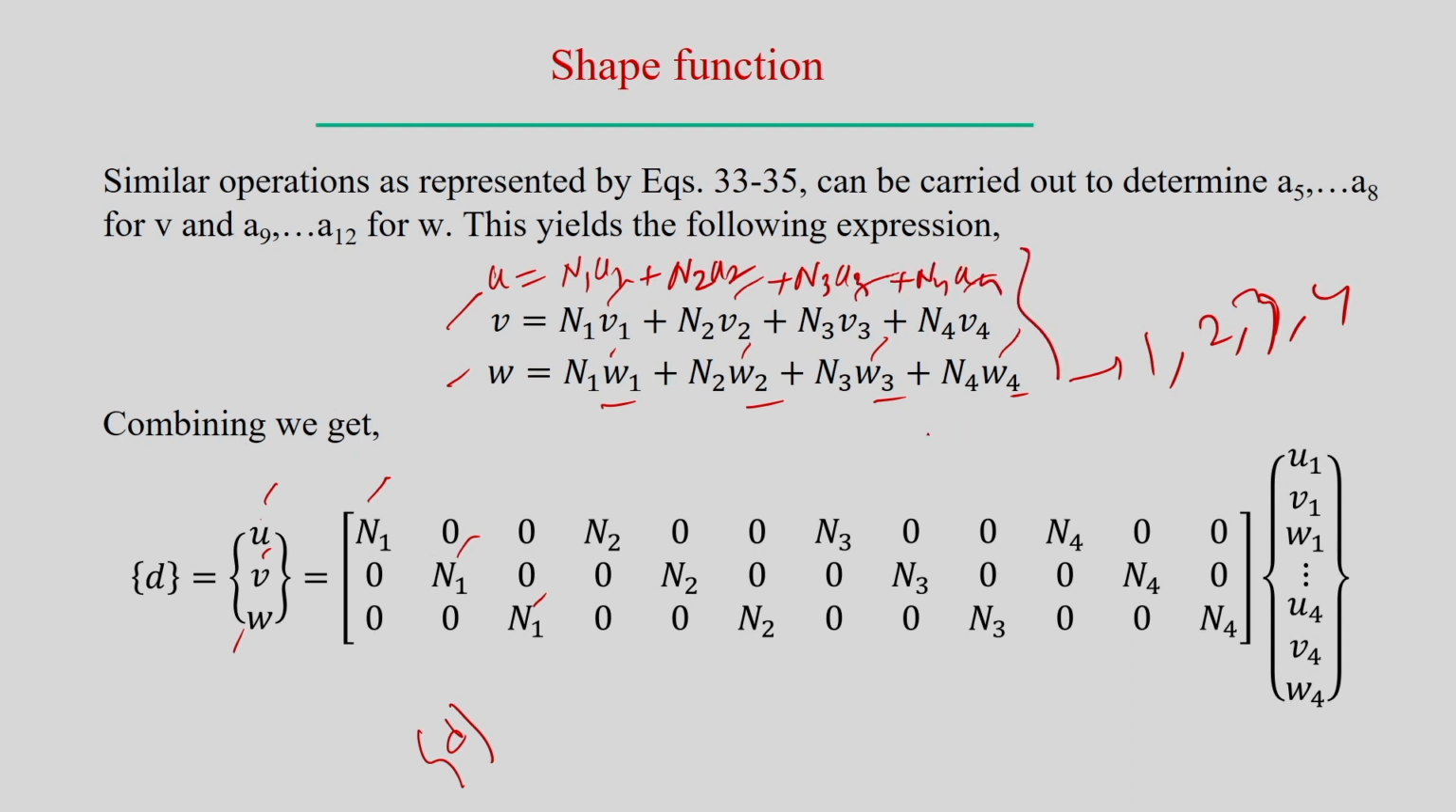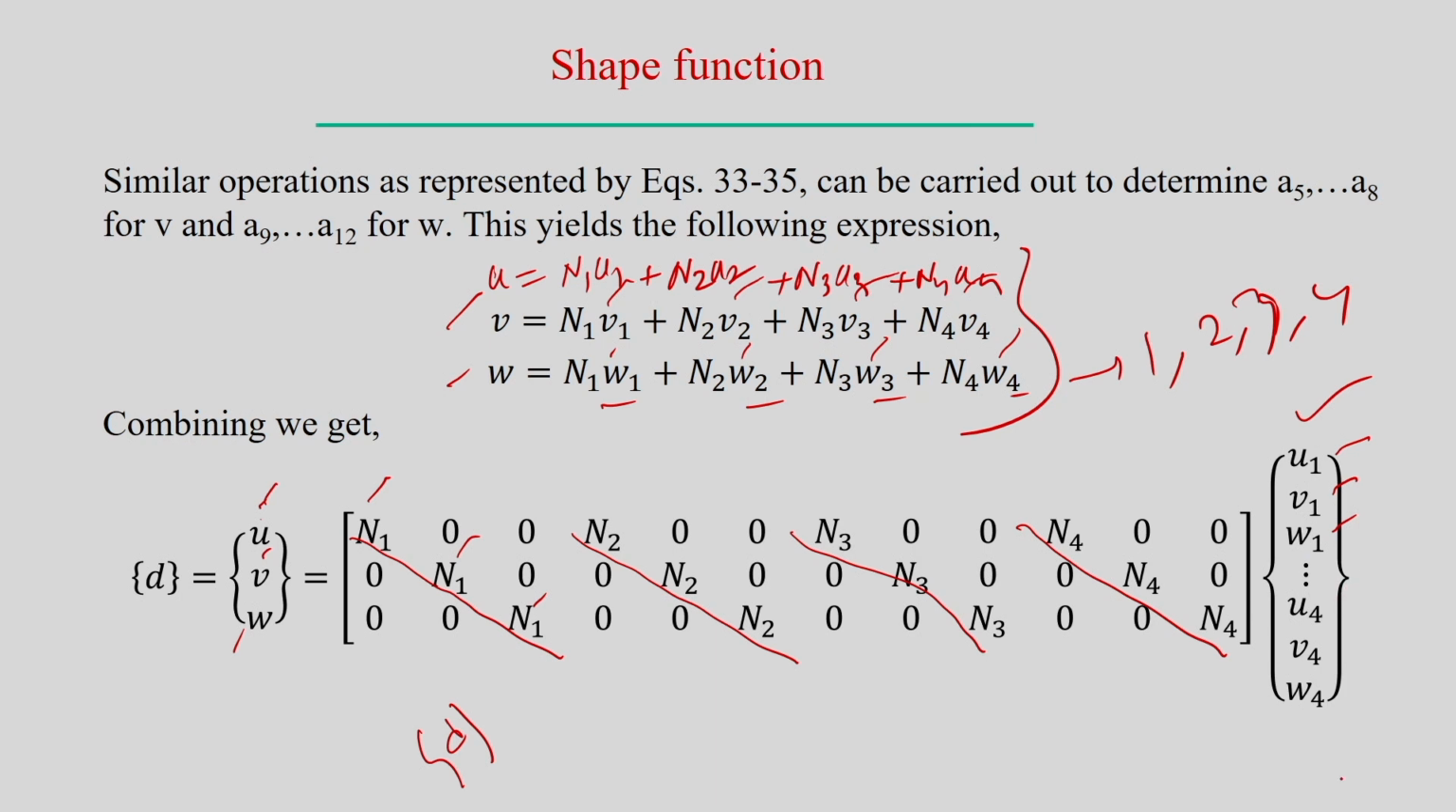So, from here, in this equation we put u, v, w equal to n1, n2, n3 in the different positions, with the remaining entries 0, then n4. Finally, this column vector represents all the displacements u1, v1, w1 and u2, v2, w2, u3, v3, w3 and u4, v4, w4. So, that is why we represent this expression.